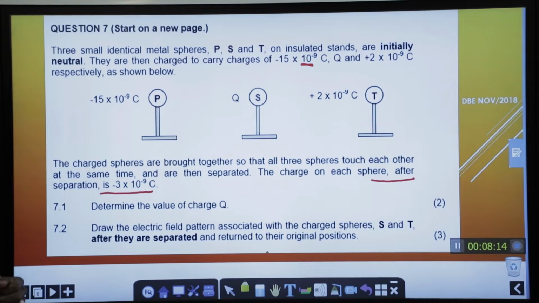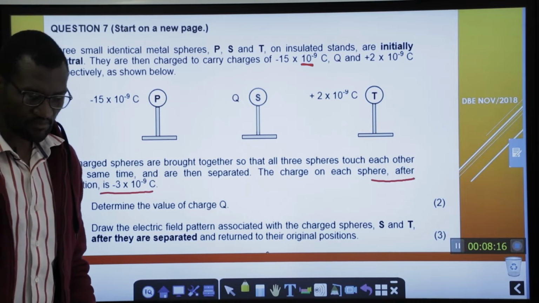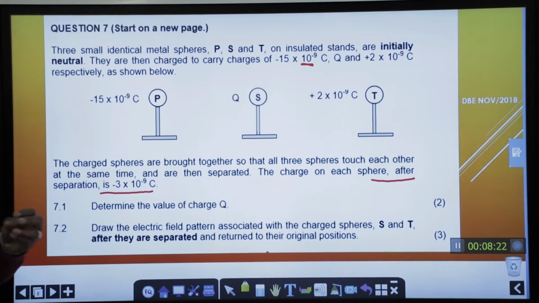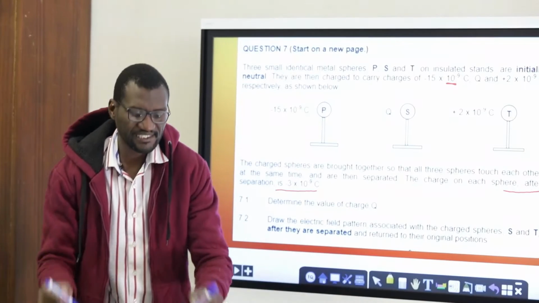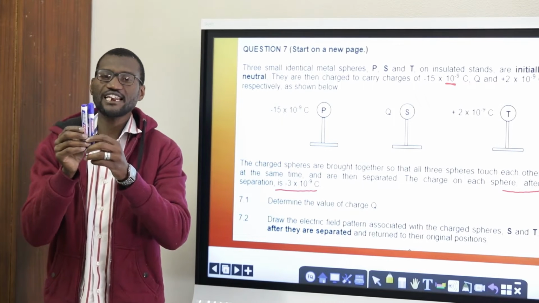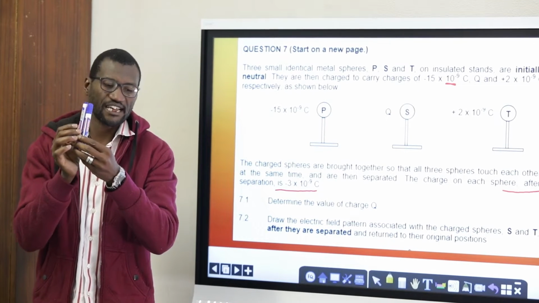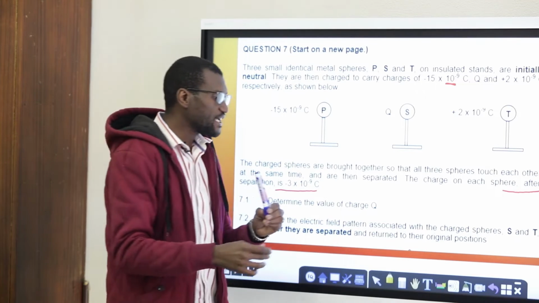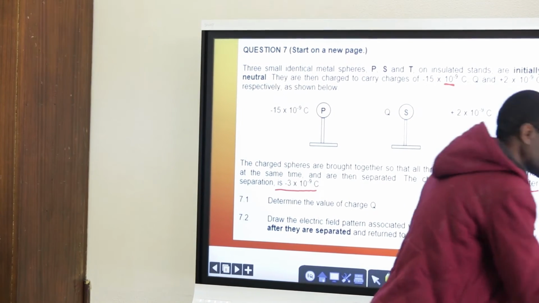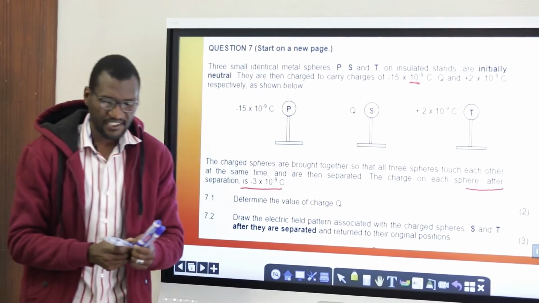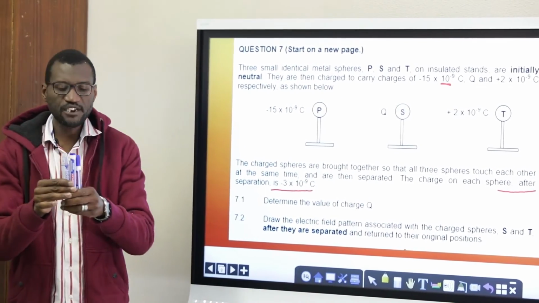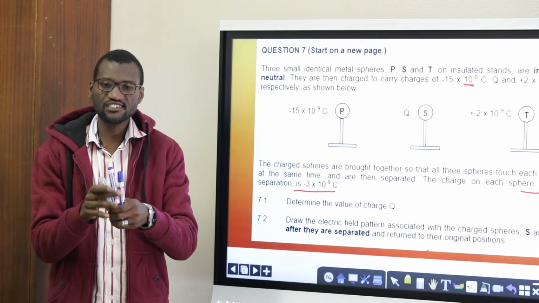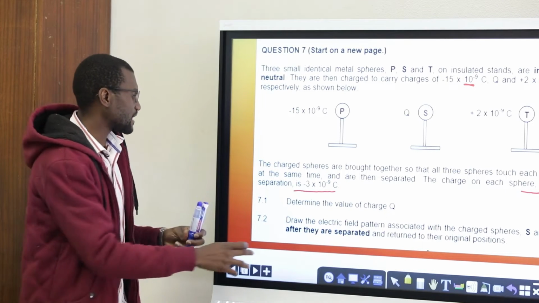Now, what happens when you bring charges together? What happens when you bring particles or spheres together? They share. The one with more electrons will transfer electrons to the other until there is an equal distribution of electrons. If I have 3 different spheres coming together, the average of their charges is going to be the resultant charge.